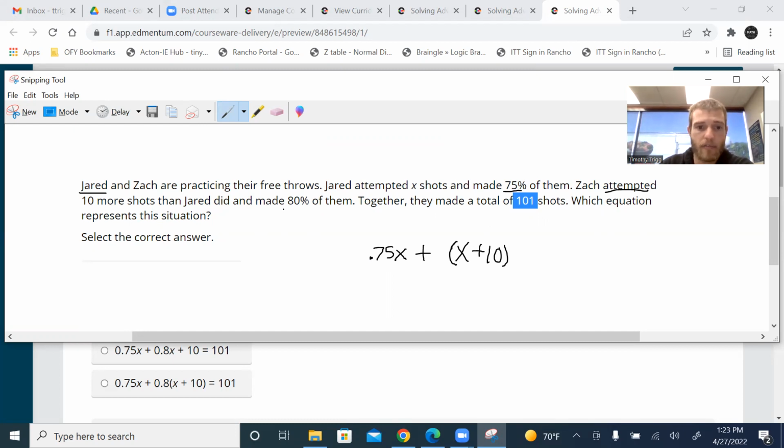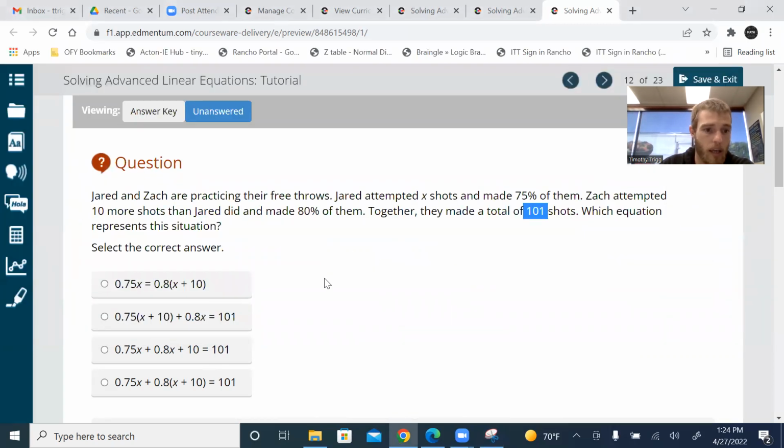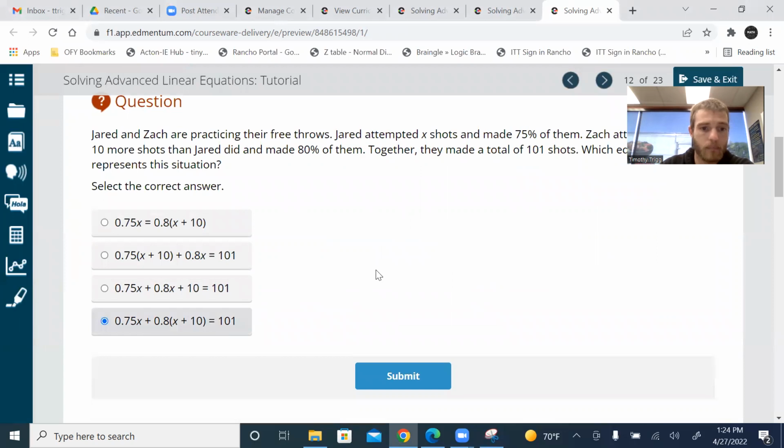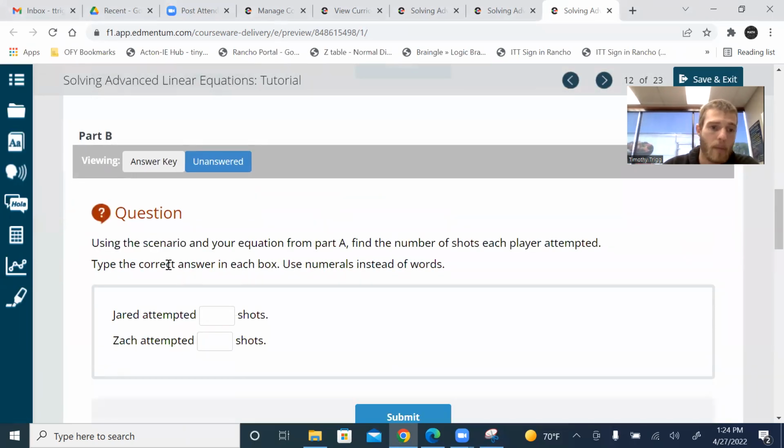And Zach's free throw average was better. It was 80%. So I'm going to put 0.80 here, multiplied by the number of free throws he attempted. And in total, this gives us 101 made shots. So this should be our equation here. And indeed, we see it right here. From there, we could solve for x. That's probably going to be the next problem. Yep. So we're going to solve for x. Remember, x is the number of shots Jared attempted.